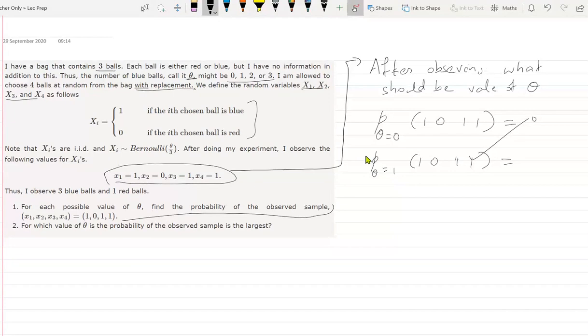So theta equal to 1. Theta is the number of blue balls, no? You have to see a blue ball in the first, third and fourth. So it should be 1 by 3 to the power 3 into 2 by 3.